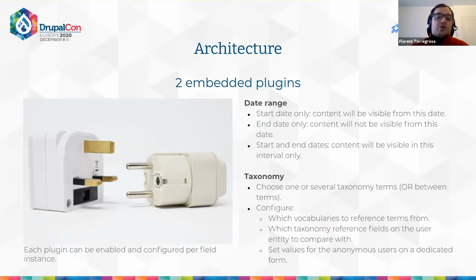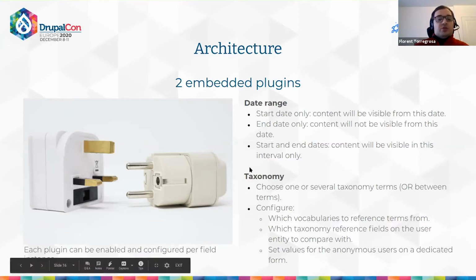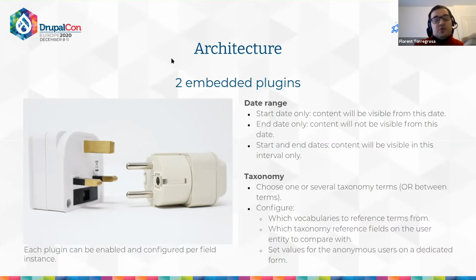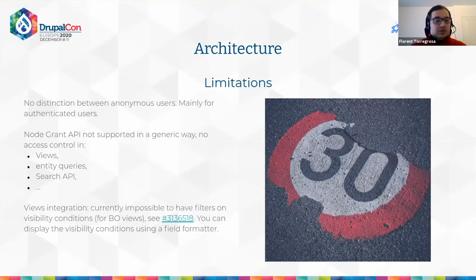And for anonymous users, there is a dedicated form to set values. For example, you want your anonymous users to be considered to have these particular terms, etc. Each plugin can be enabled and configured per field instance. We will see later in the demonstration that the Entity Visibility Preview field can be added on paragraphs, but also on nodes, etc. Some limitations, because it would be too easy otherwise.